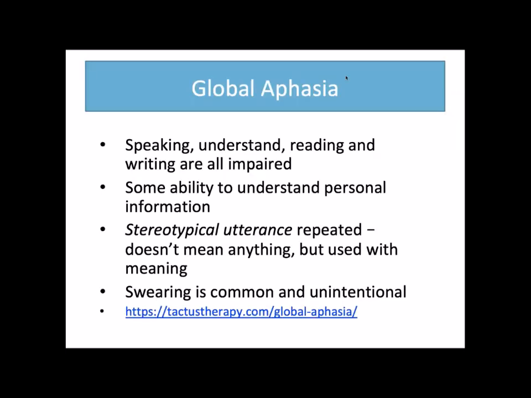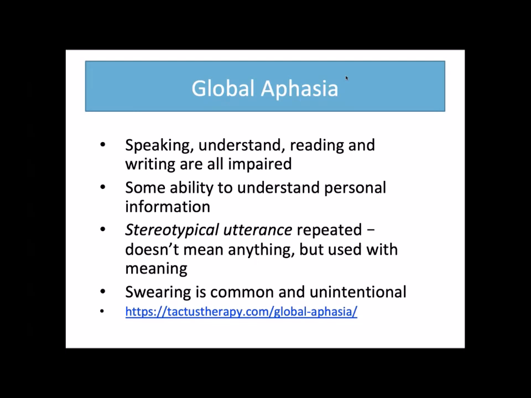And then there's another type of aphasia called global aphasia. This is a very severe aphasia where speaking, understanding, reading, and writing are all very severely impaired. People with global aphasia can still understand some personal information, but they will often have some sort of stereotypical utterance that they repeat. It could be a word, a phrase, or a series of nonsense syllables that don't mean anything.